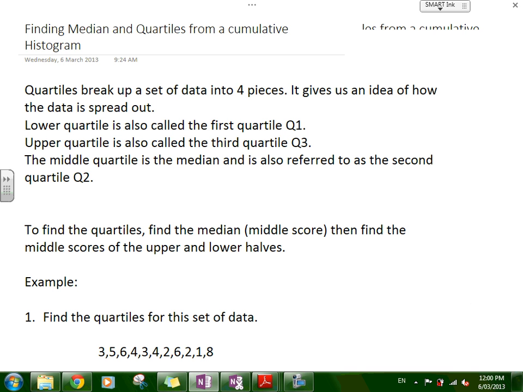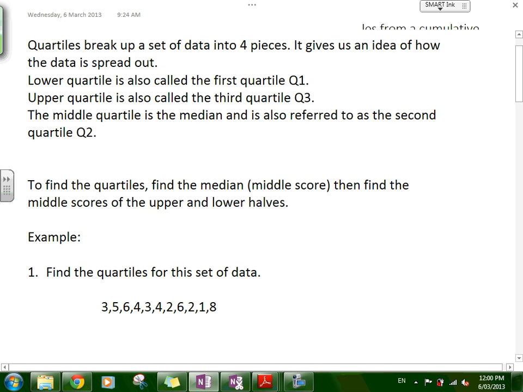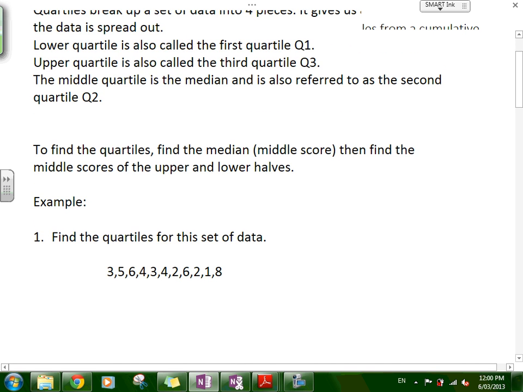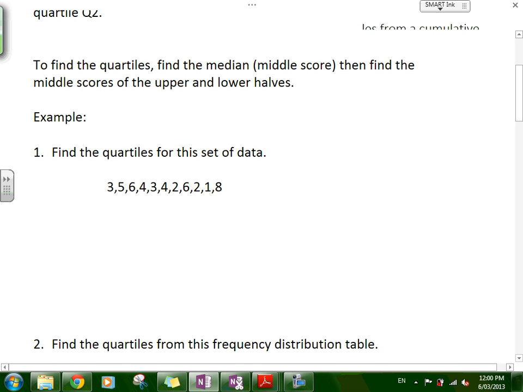So to find the quartiles, you find the median, middle score, and then you find the middle scores of the 2 halves. Once you found the middle score, you've broken the data set into 2 halves, upper and lower, and you find the middle of the upper half and the middle of the lower half. Alright? And so that's the way it works. Now we've got a couple of examples. Don't worry too much about writing that. You should be able to know it.